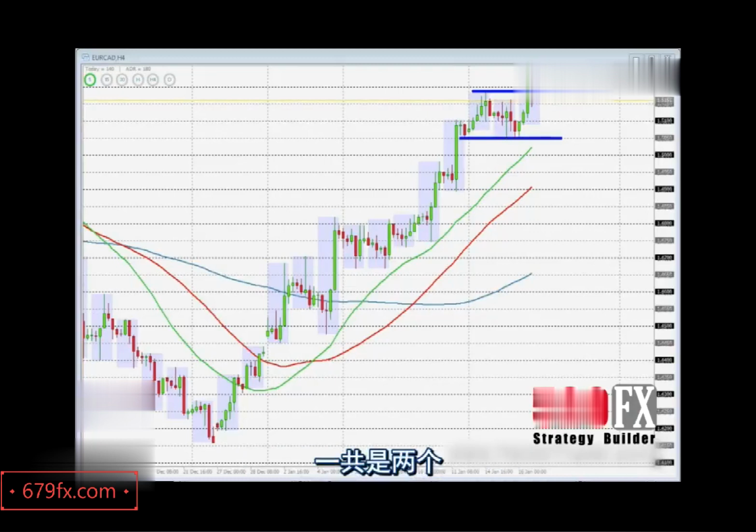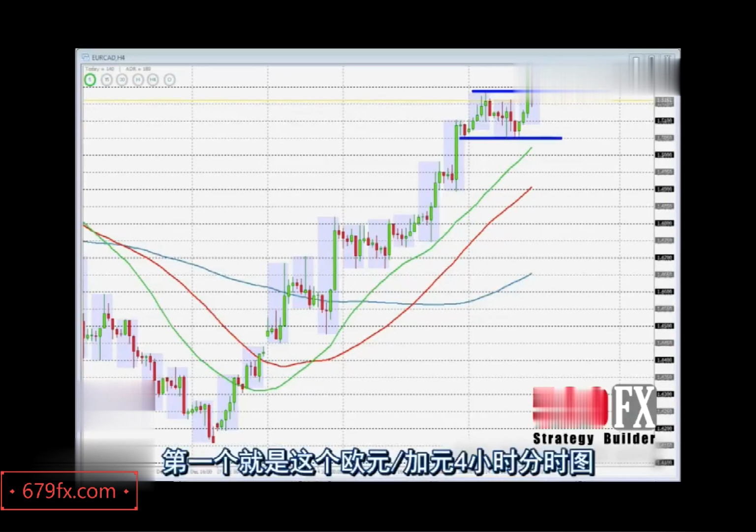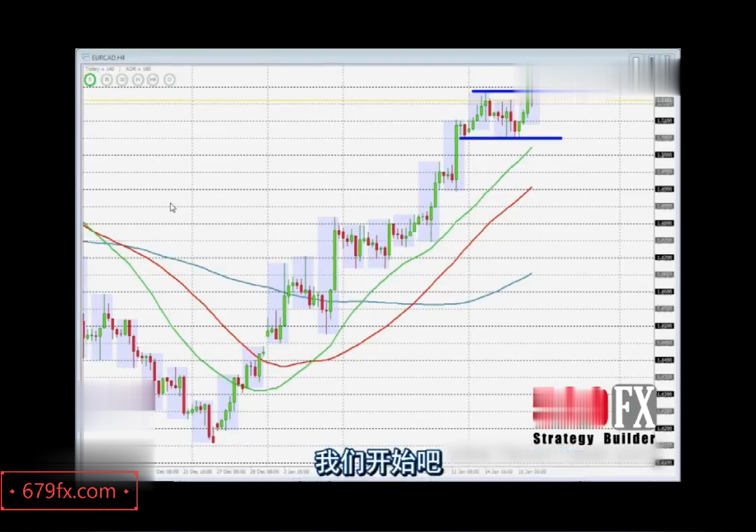So I'm going to be showing you 2 of them. The first one is the euro against the Canadian dollar on the 4 hours time frame, which is the chart you're looking at right now, and well, let's get going.